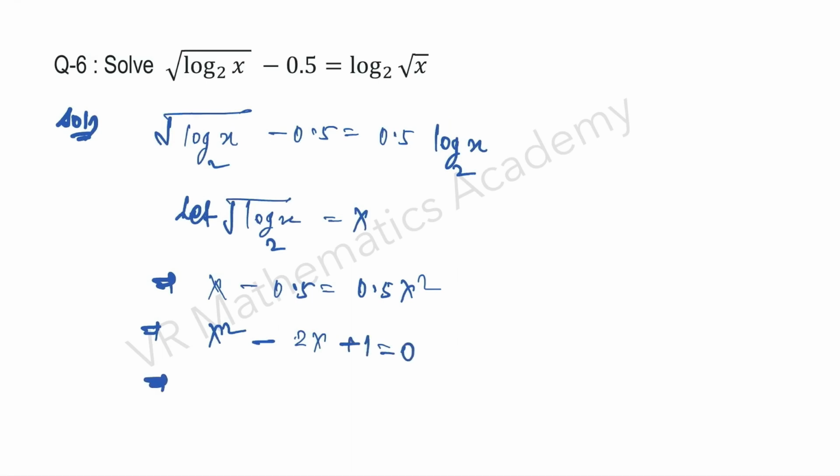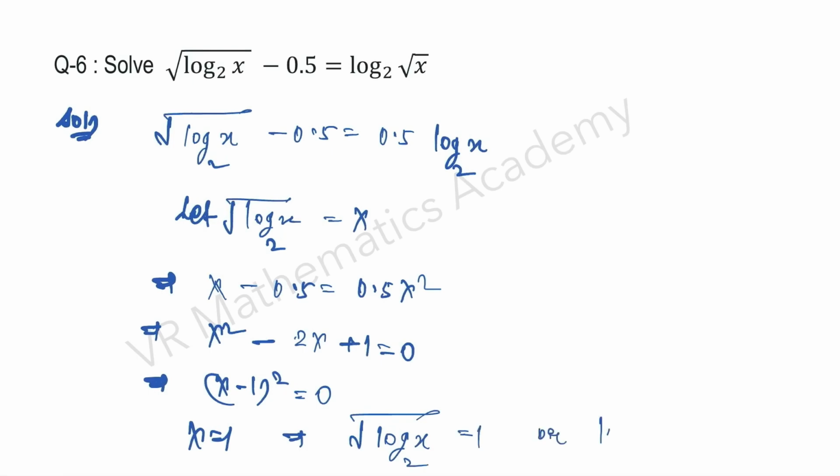So x square minus 2x plus 1 will be equal to 0. So this will be (x minus 1) whole square is equal to 0. So capital X is equal to 1. That is, square root of log x base 2 will be equal to 1, or log x base 2 will be equal to 1. So by this we find that x should be equal to 2. X should be equal to 2, which satisfies the domain of this equation also.